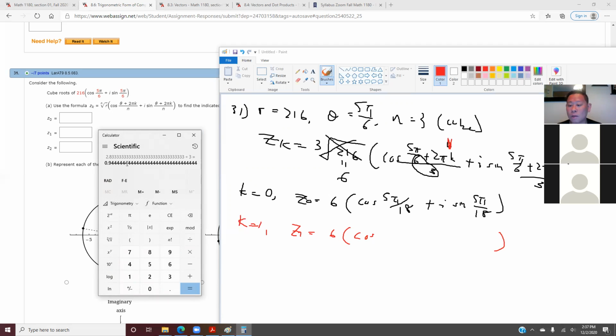I think this one is something over 18. Yeah, it's something over 18. I think it's 17 over 18. Let me see. 17 over 18. Yep, 17 over 18. So this is actually 17 pi over 18.